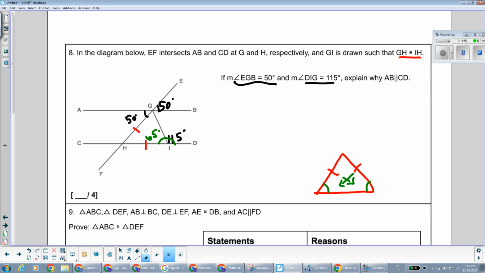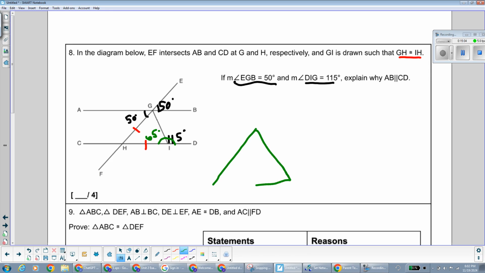So be careful here because this triangle is oriented weirdly. This triangle is oriented sideways. So it's like this. So be careful. The angles across from the congruent sides are the ones that are congruent. So matching that up to what we have here, these are the congruent angles, opposite from the congruent side. So this one's 65, we know it already. So this one's also 65.